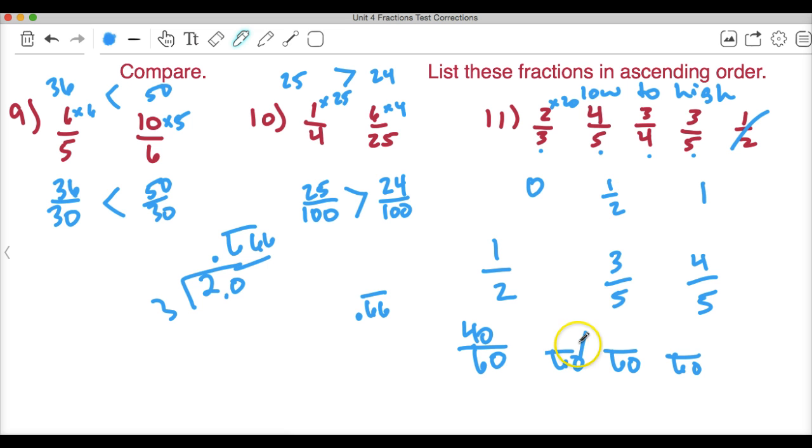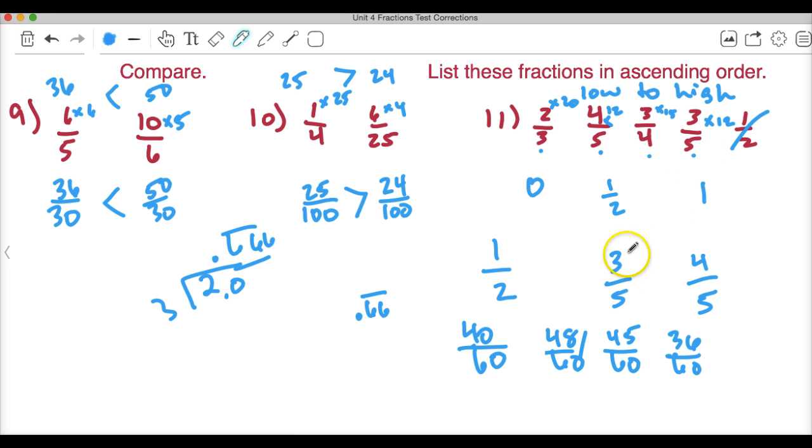5 goes into 60 12 times. So 4 times 12 is 48. 4 goes into 60 15 times. So 3 times 15 is 45. 5 goes into 60 again 12 times. So 3 times 12 is 36. So with this, I can tell that my next smallest number is my 36/60ths, which is my 3/5.